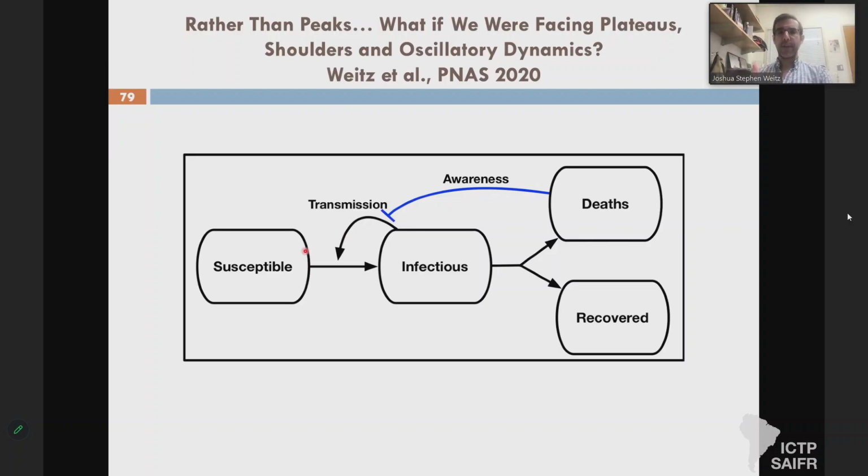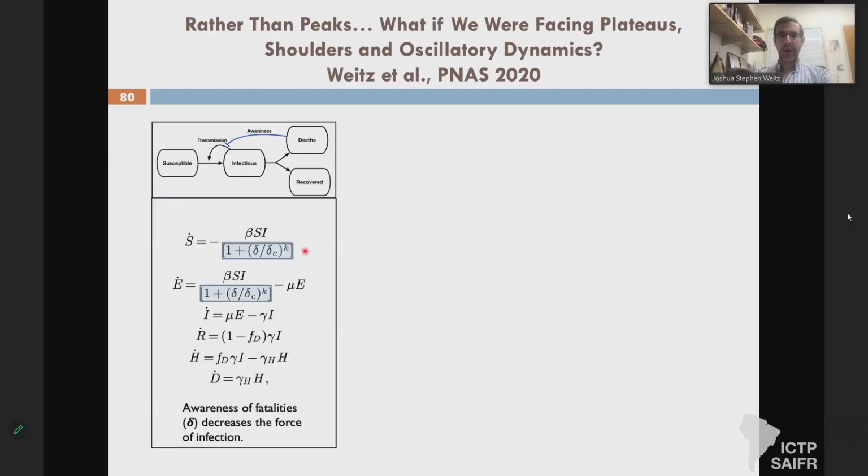How do we build this schematic into a model? Here I have the schematic on top. Here I have now a version of this with an exposed class. So I have susceptible individuals, and this dot represents a shorthand for the derivative with respect to time. And you see we have minus beta S I, and I'm going to ignore this component here below for a moment. People come into contact with infectious individuals, they become exposed. There's some incubation period in which they're exposed but not infectious. They transition to becoming infectious.